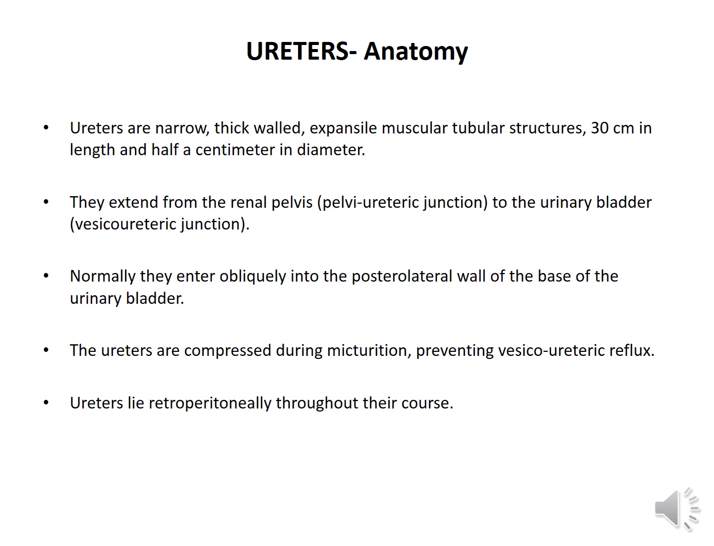Coming to anatomy of the ureters. Ureters are narrow, thick-walled expansile muscular tubular structures which are about 30 cm in length and about 0.5 cm in diameter. They extend from the renal pelvis to the urinary bladder, that is up to the vesicoureteric junction. Normally, they enter obliquely into the posterior lateral wall of the base of the urinary bladder. The ureters are compressed during micturition, which prevents the vesicoureteric reflux. Ureters lie retroperitoneally throughout their course.